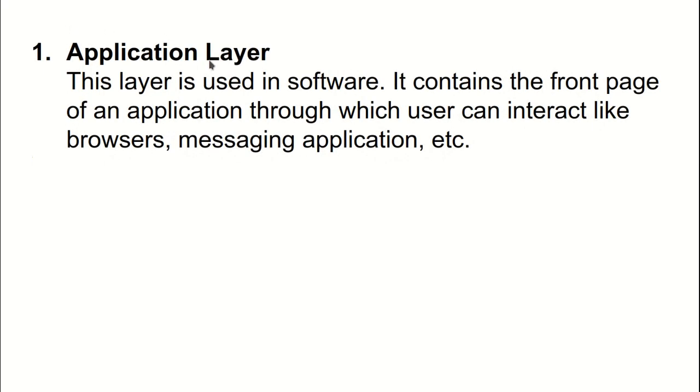The first layer is the application layer. This layer is used in the software. Basically, its name shows that it is specific to the application. It contains the front page of an application through which the user can interact. Alright. So the user can interact through this application layer, like browsers and messaging applications. So all the data is in front of us, like a browser application through which we are communicating with each other. This is possible through the application layer.